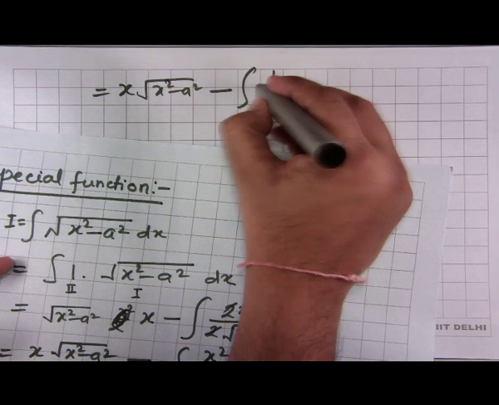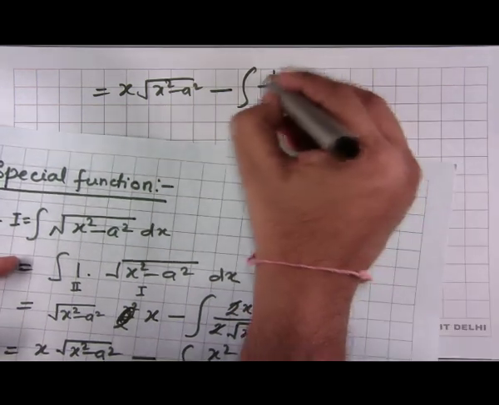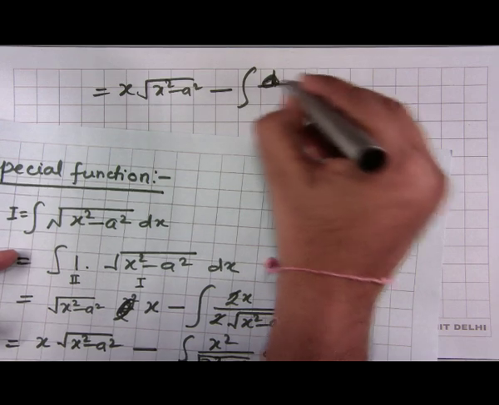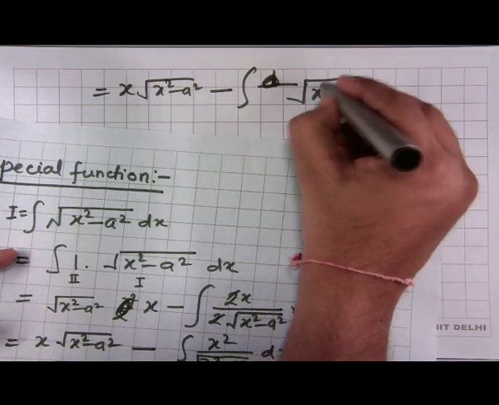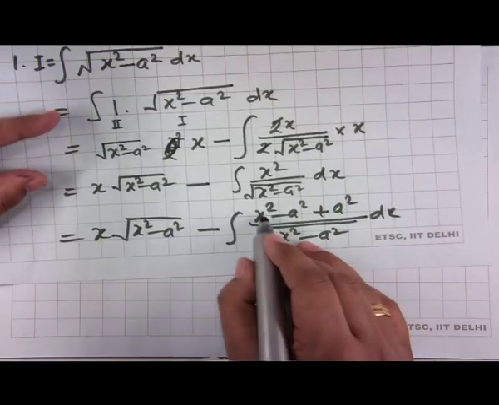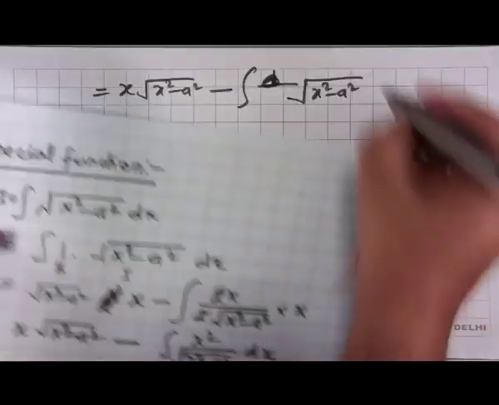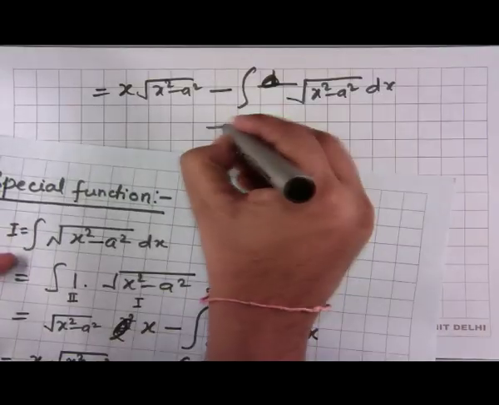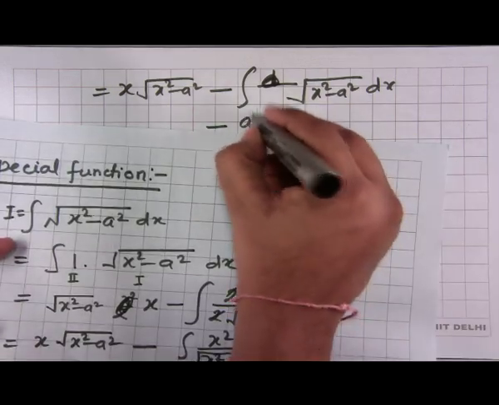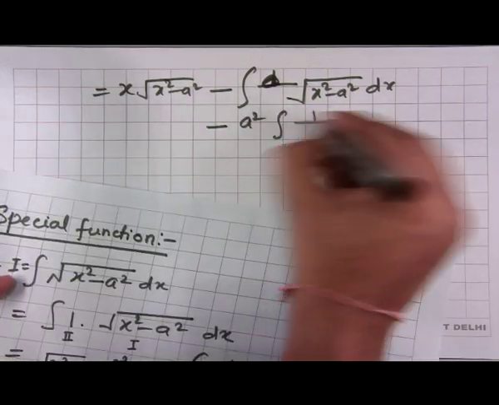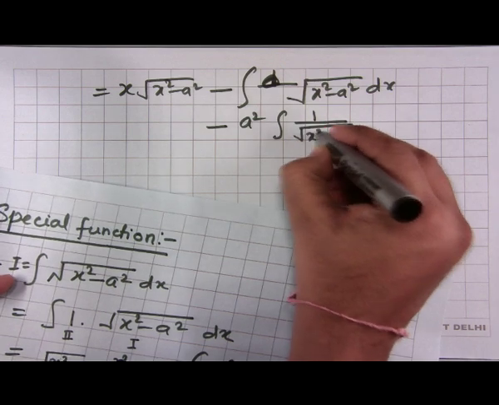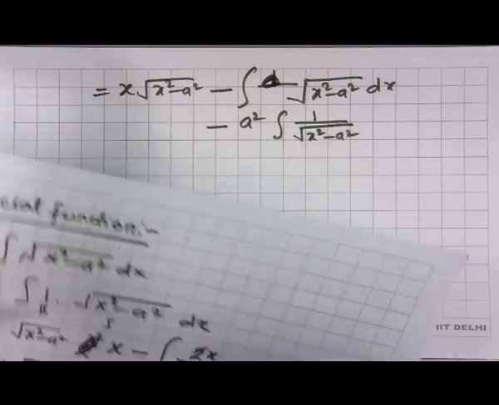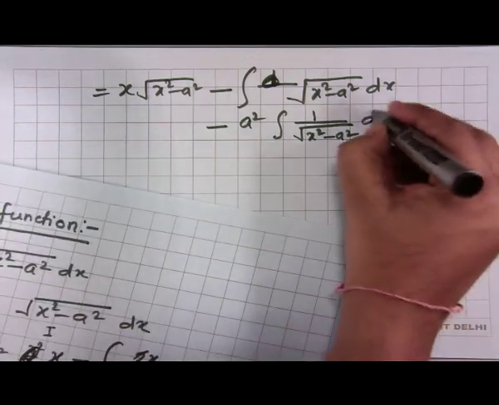square root of x square minus a square divided by square root of it dx, and this minus goes with this. So, it will be minus a square can be taken as common, integration of 1 by square root of x square minus a square dx.